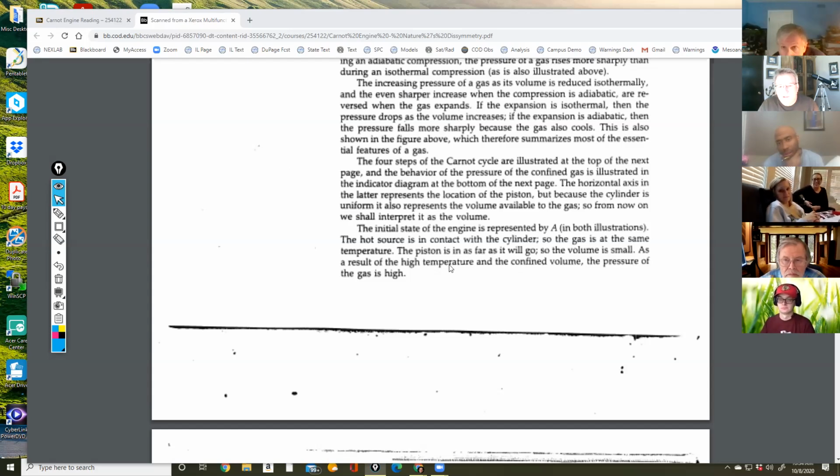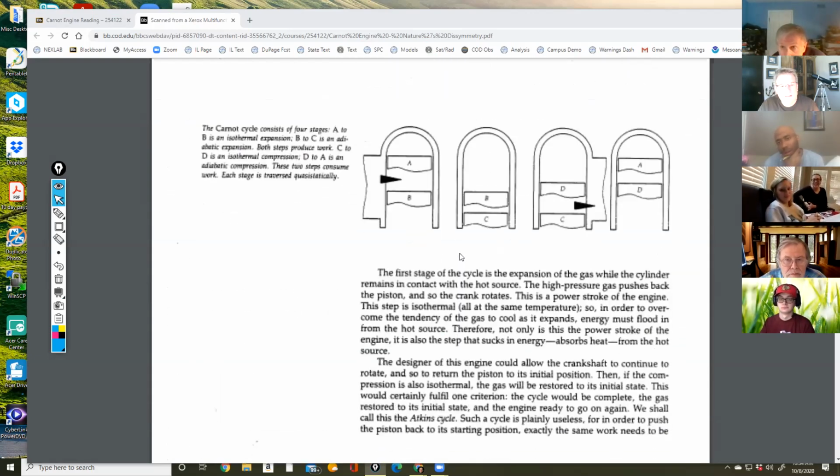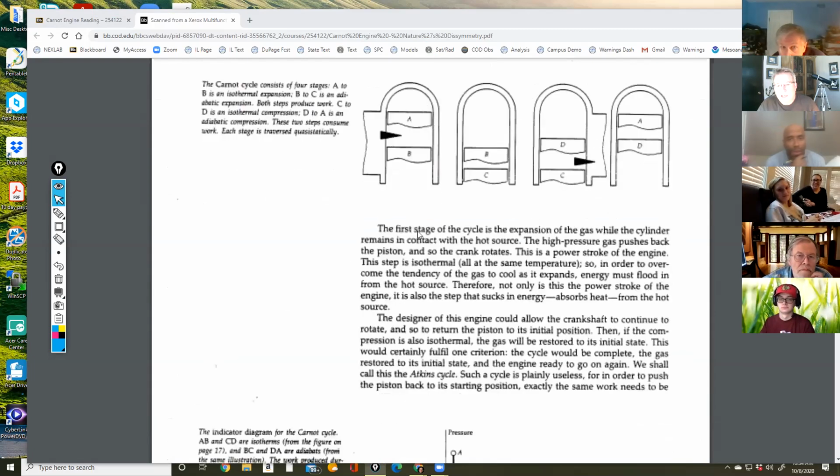The volume is small. The result of the high temperature and the confined volume, the pressure of the gas is high, which we know. The first stage of the cycle is the expansion of the gas while the cylinder remains in contact with the hot source. The high pressure gas pushes the piston, and so the crank rotates. So in a car, your piston is going to generate a crank. That's the power stroke of the engine.